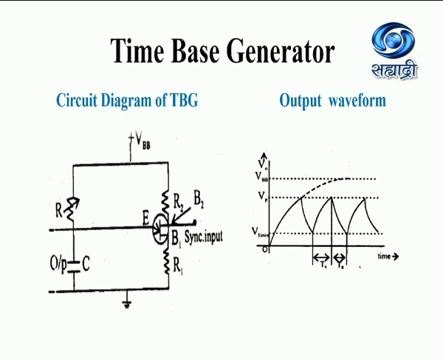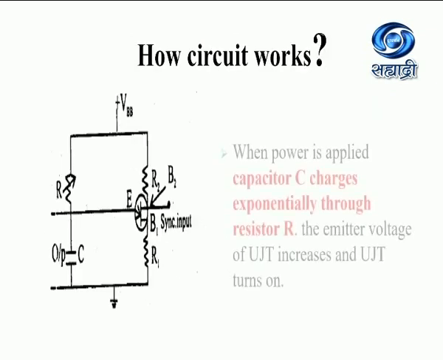Basically the UJT is used to produce this waveform. So this circuit is also called a UJT relaxation oscillator. It will produce a sawtooth waveform, and this type of circuit is called an oscillator. So how does this circuit work?